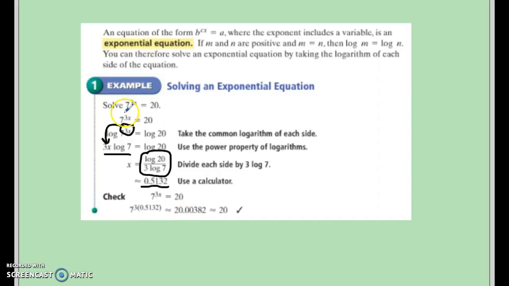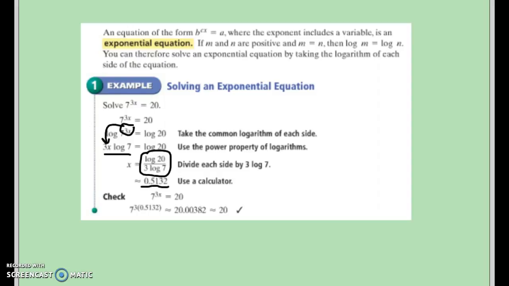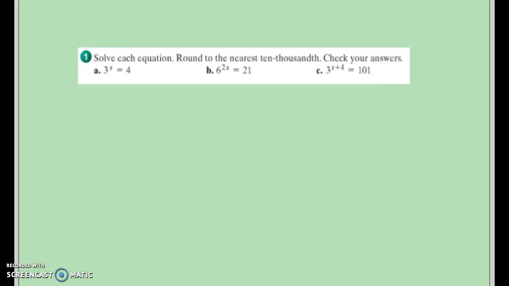Okay, so the big thing here is when my exponent has the variable and I'm setting it equal to something else, I take the log of both sides because that is the easiest way to solve these equations. Okay, so here's a couple of examples that I want you to try on your own. Using this same way that we did it, take the log of each side and then simplify and get x by itself. So go ahead and work on these problems for me.